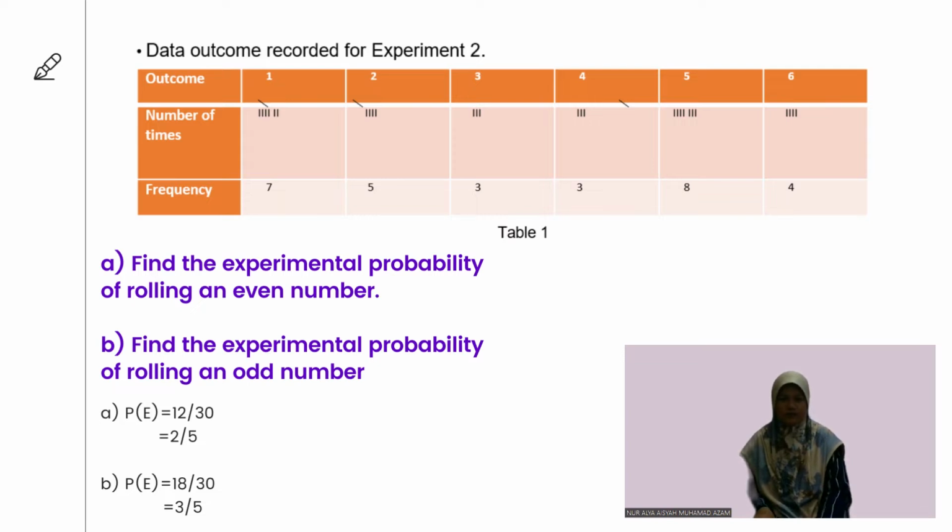For question B, the experimental probability of rolling an odd number, we are going to apply the same formula, which we will get 18 over 30. Simplify, we get 3 over 5.